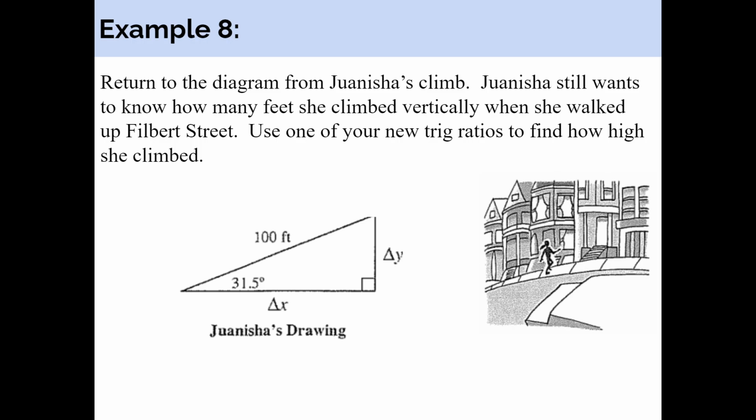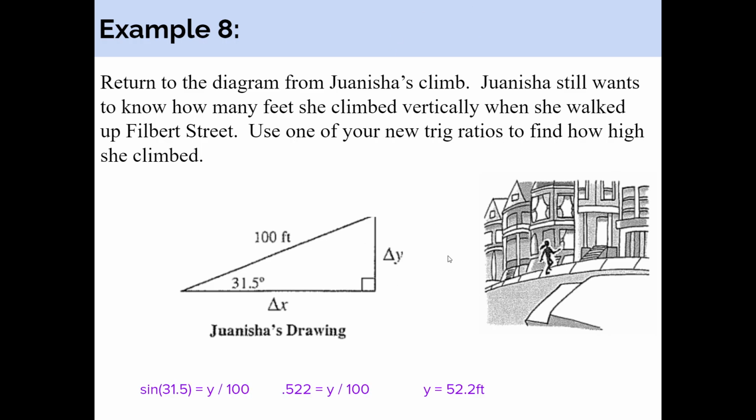Next example, we're finally going to look at climbing this street. All right, so Juanisha's traveling 100 feet up the steep road, but we want to figure out how much straight upwards altitude she would have gained. Let's look at the information we have. So if we're looking from the 31.5 degree angle, we want to know how high she climbed. That's the change in y. So that would be her opposite side. And she knows the hypotenuse, the 100 feet. So that should be sine. We should be using sine for this problem.